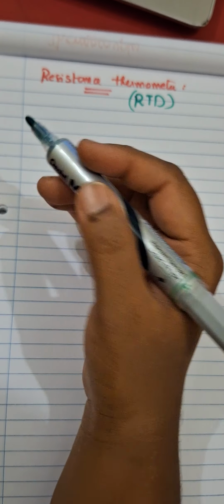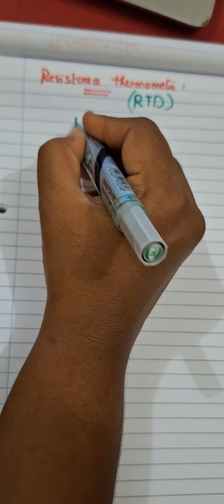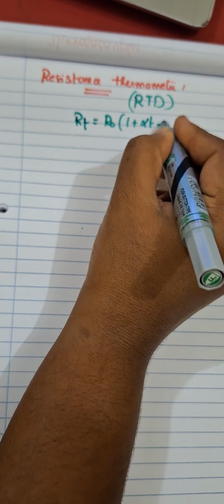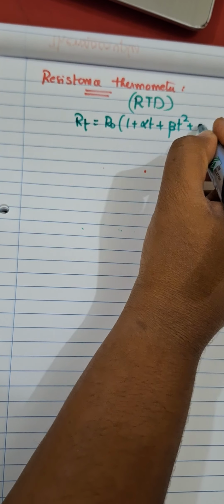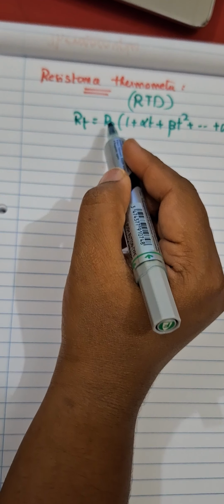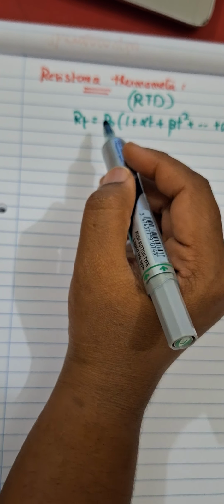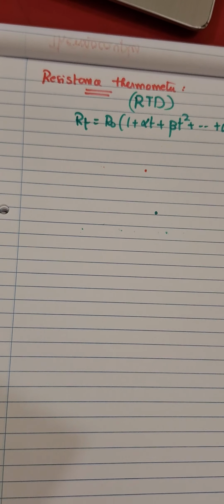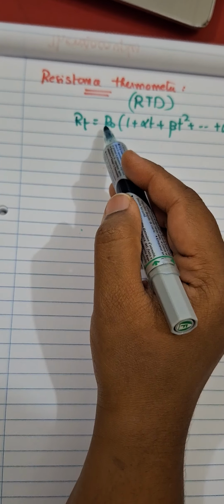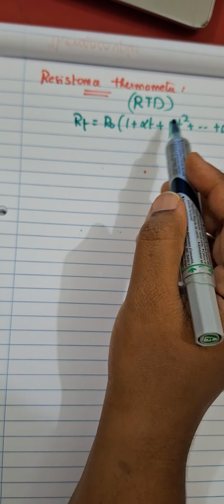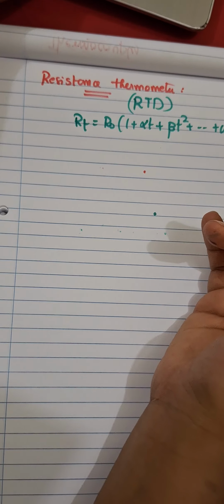The electrical resistance with temperature for metallic materials can be represented with a formula: RT is equal to R naught into 1 plus alpha T plus beta T square plus so on plus omega T power n, where R naught is the resistance at the reference temperature, usually the icing point, RT is the resistance at a temperature T, alpha is the temperature coefficient, and beta and gamma are also coefficients determined from other resistances.